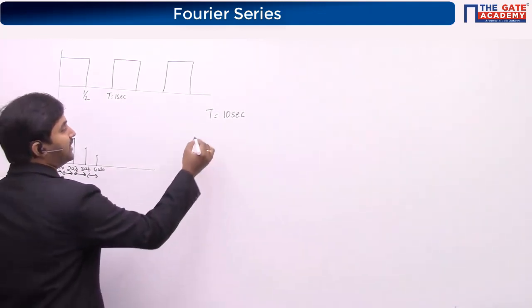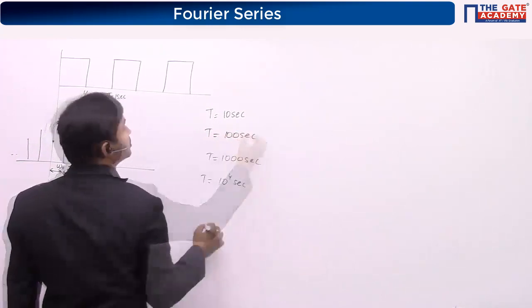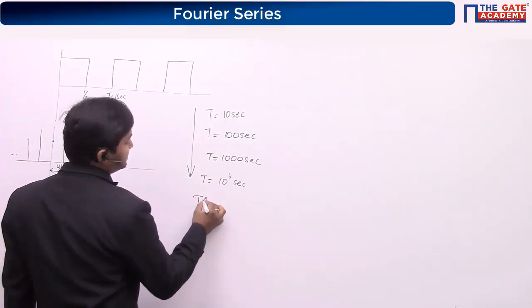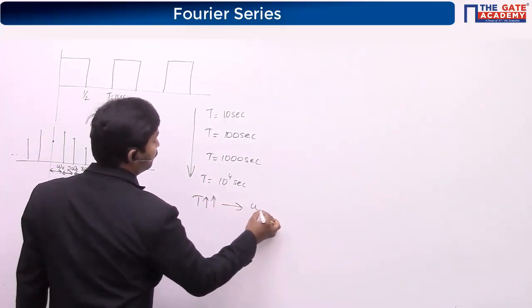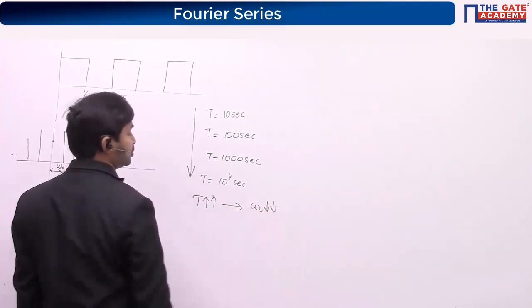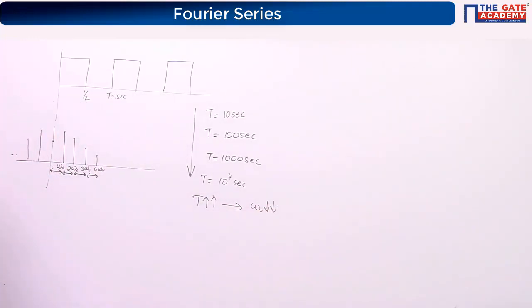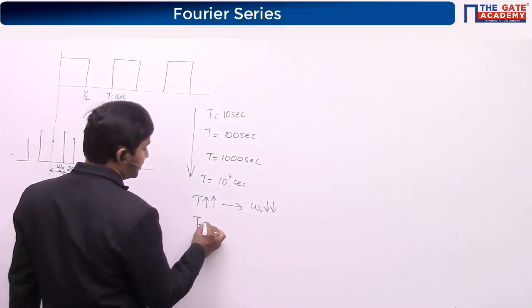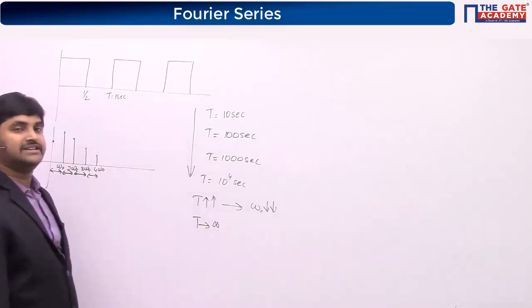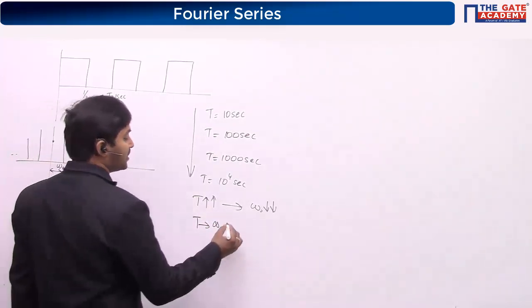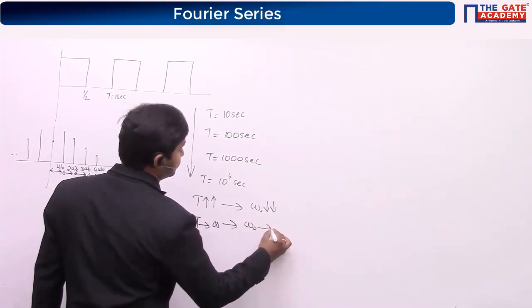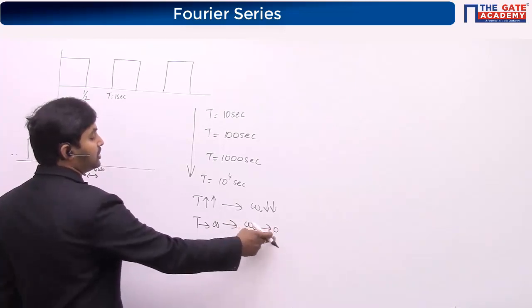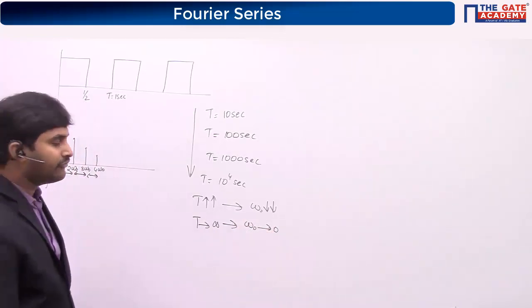The same thing is going to happen if I increase further. As I increase the value of T, the value of omega naught is further going to come down. Now, as I tend the value of the time period to infinity, the value of omega naught tends to 0.